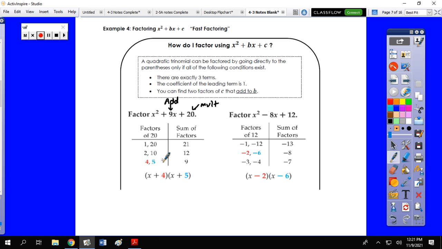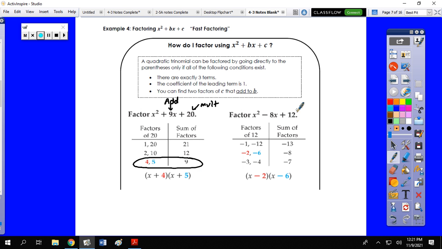Now, no matter which two you're talking about, if you add those numbers together, they all have a unique sum. We want the ones that add up to positive 9. So that would be positive 4 and positive 5, which means x squared plus 9x plus 20 can be factored into an x plus 4 and an x plus 5.